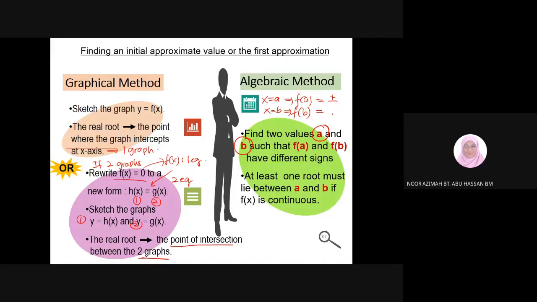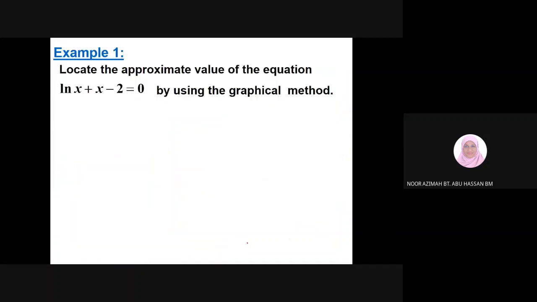Different signs in both. This one you end up having positive, this one you end up having negative. So it has different signs. So what do these different signs mean? There's at least one root that lies between A and B. So your initial approximation value, x0 or x1, will be in between A and B. Okay. Moving on to the first example.